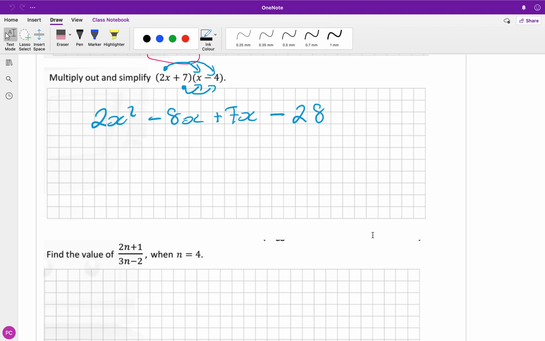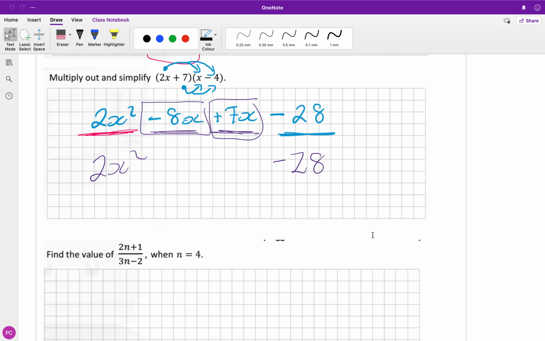Underline the things that are the same. Only one x squared value. Only one number, minus 28. And we have two x's. So write down the 2x squared, write down the minus 28, and number line job: if we have minus 8x's and we add 7x's to it, we're still going to end up with minus 1x. So there's our answer there: 2x squared minus x minus 28.